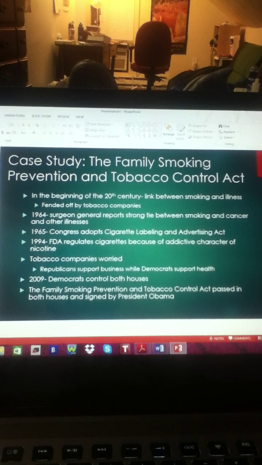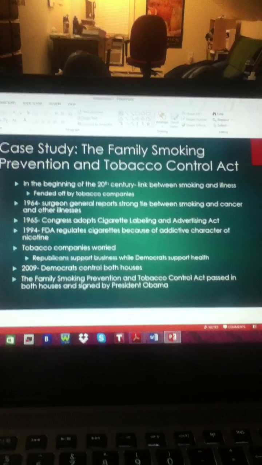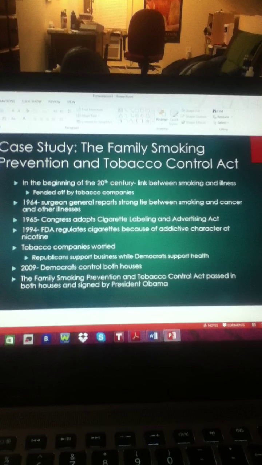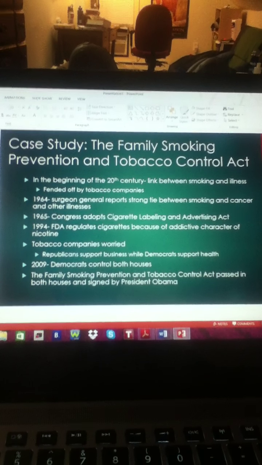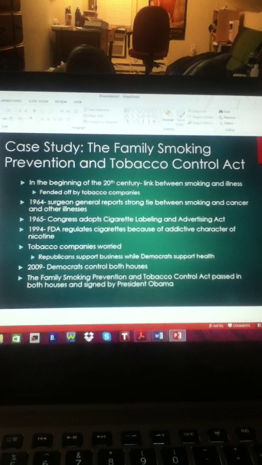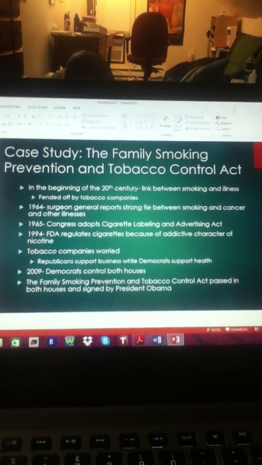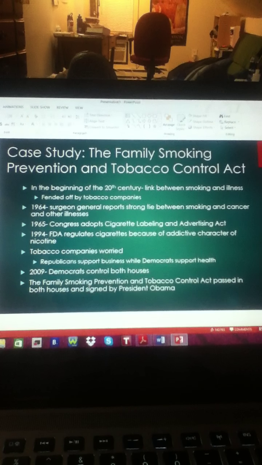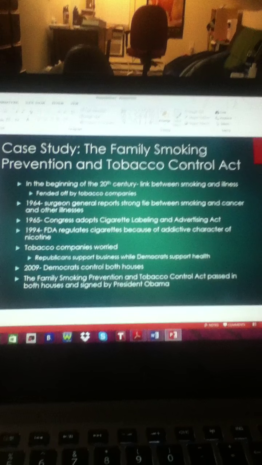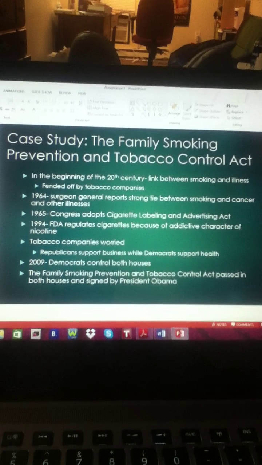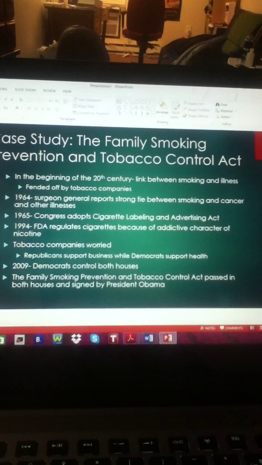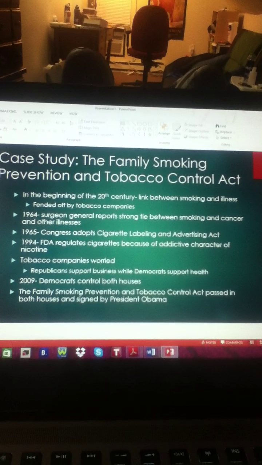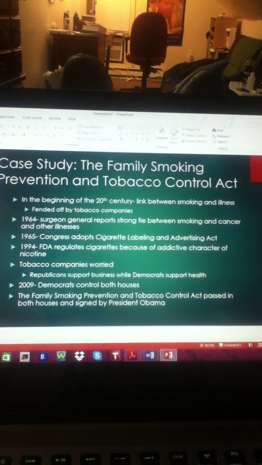Anderson notes a couple case studies to illustrate the policy adoption process. One case study is for the Family Smoking Prevention and Tobacco Control Act. In the beginning of the 20th century, there was a link between smoking and illness. This was fended off by tobacco companies. But in 1964, the Surgeon General reported a strong tie between smoking and cancer, as well as other illnesses.